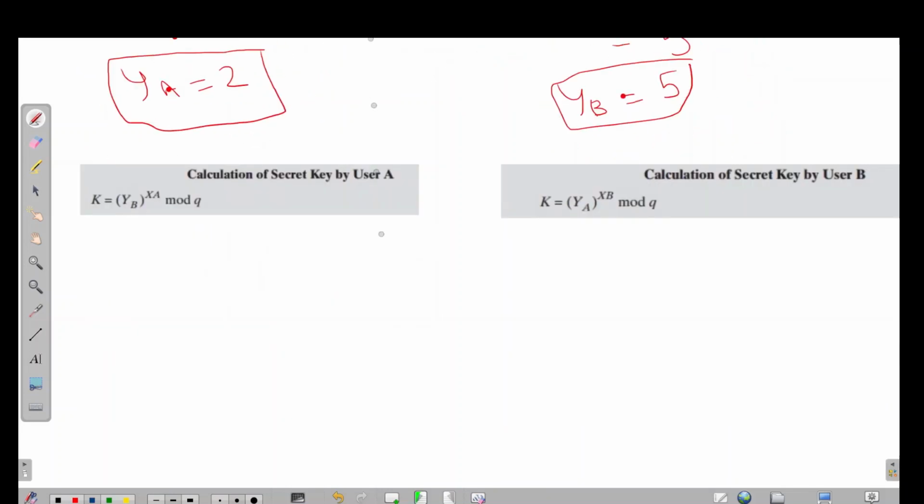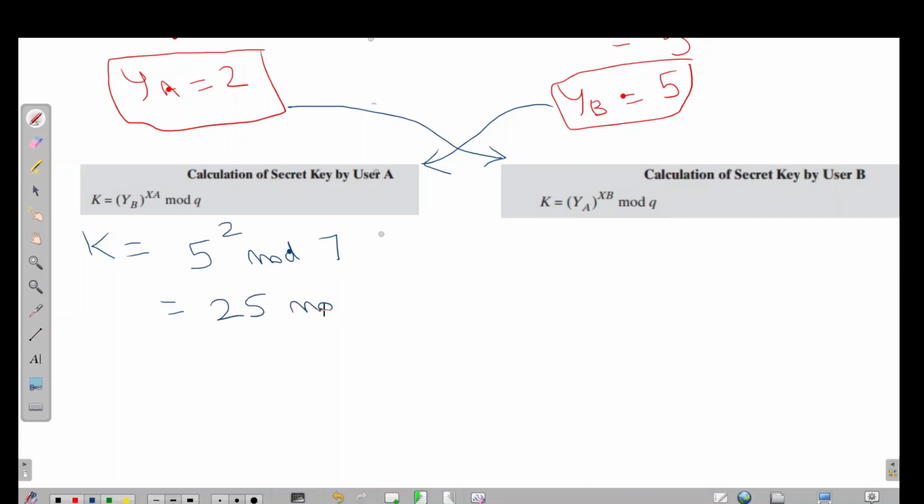Now they both exchange their public keys to know each other's. So YA becomes known to B and YB is known to A. Now by this they calculate the secret key K equals YB power XA mod Q. Here YB is 5, XA is 2. So 5 power 2 mod 7, where Q is 7. 5 power 2 is 25, 25 mod 7 is equal to 4. So K equals 4 on A's side.